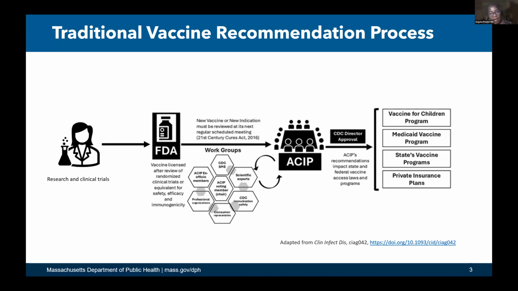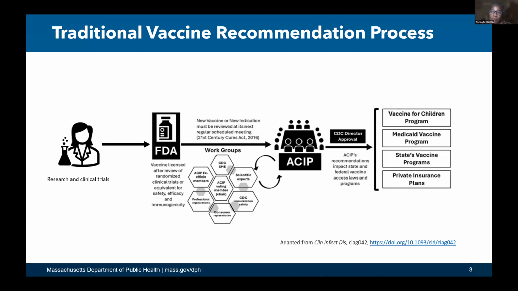Once the work group is done, the ACIP will review the work of the work group and discuss further, or send it back to the work group sometimes, or vote on it. And then once the ACIP votes on recommendations as far as how to use a new vaccine, that's a very important decision. It eventually will go to the CDC director for approval, and once the CDC director approves it, it becomes the recommendations of the CDC.